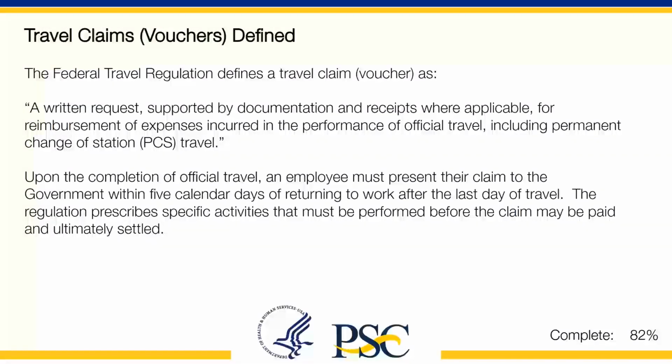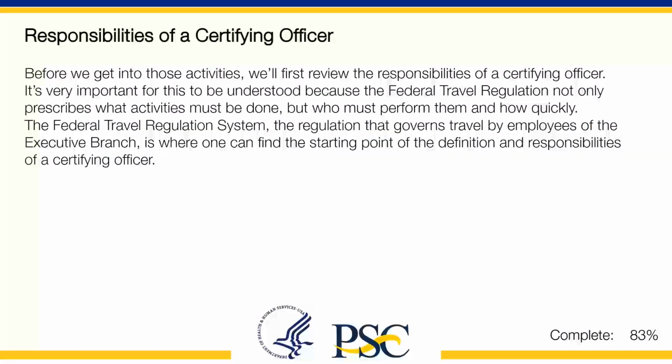The regulation prescribes specific activities that must be performed before the claim may be paid and ultimately settled. Before we get into those activities, we'll first review the responsibilities of a certifying officer. It's very important for this to be understood because the Federal Travel Regulation not only prescribes what activities must be done, but who must perform them and how quickly. The Federal Travel Regulation System, the regulation that governs travel by employees of the executive branch, is where one can find the starting point of the definition and responsibilities of a certifying officer.